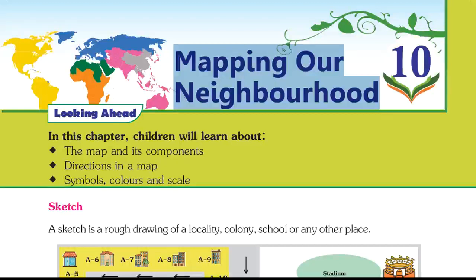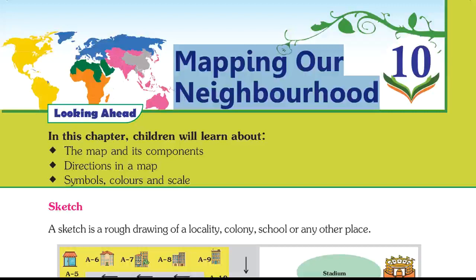It is a sketch or pictorial drawing of an area on a sheet of paper. They are mainly of two types, namely political and physical. There are different components of a map. Some of them are directions, landmarks, symbols, and colors.